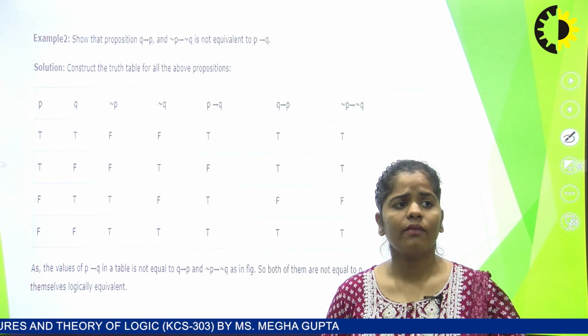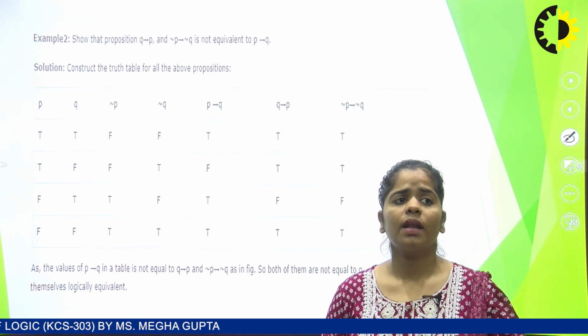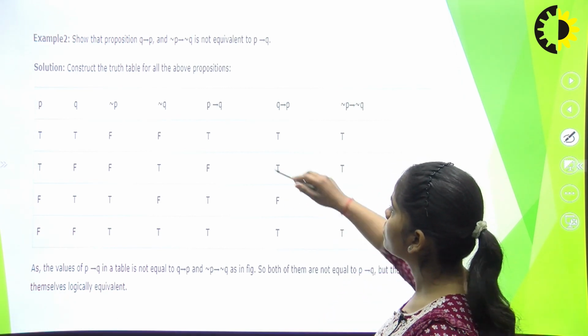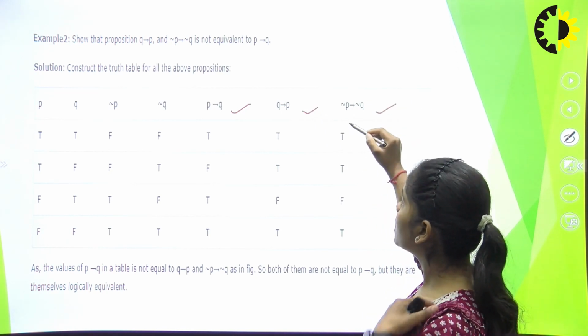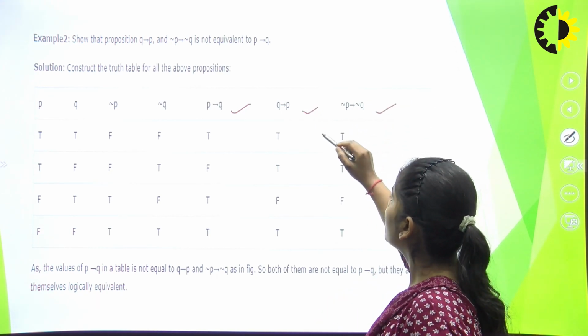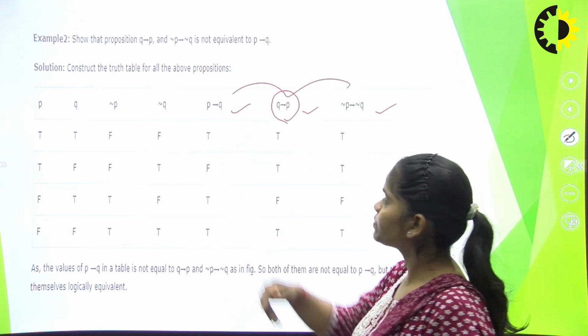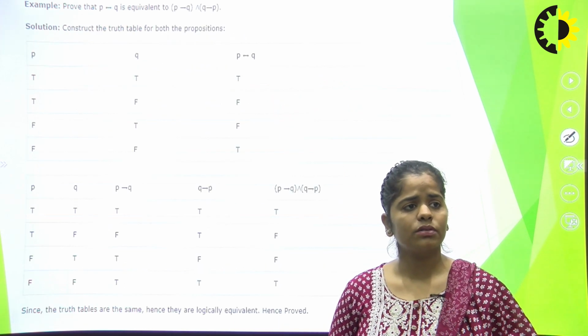In this, we have to show that Q implies P and not of P implies not of Q is not equivalent to P implies Q. So here also we find P implies Q, Q implies P and this. Here you are seeing that Q implies P is not equivalent to these two, right? So this is a basic example where we have to show that.